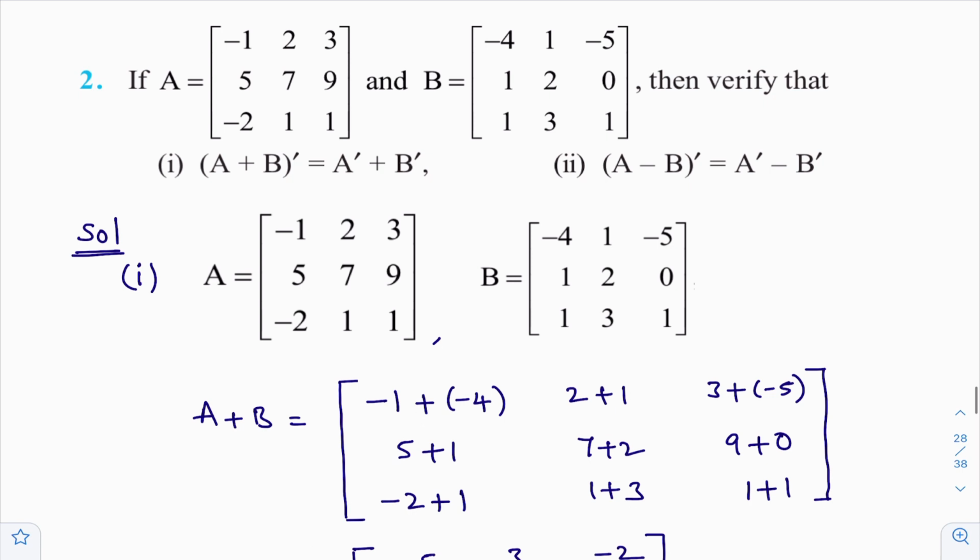See here in this question, a total of 2 bits are there. I completed this first bit. I want you to try this. Very similar bit: (A minus B) dash equals A dash minus B dash.